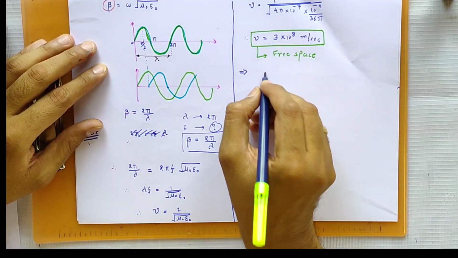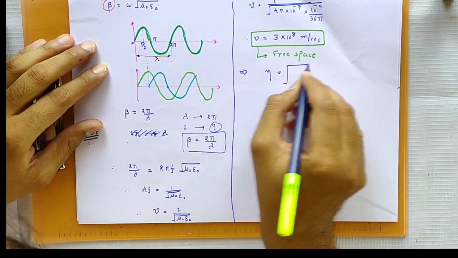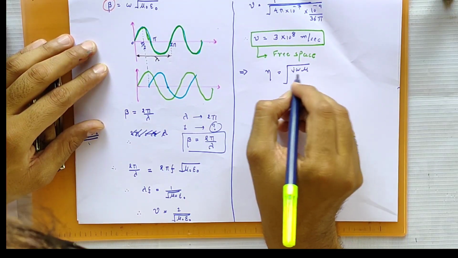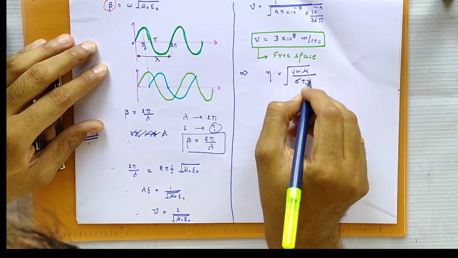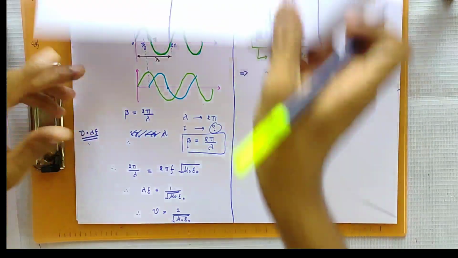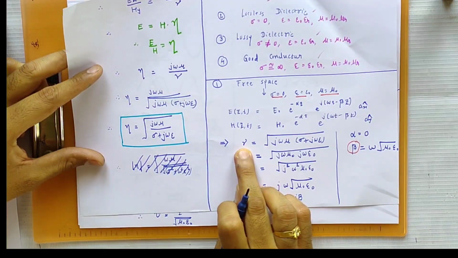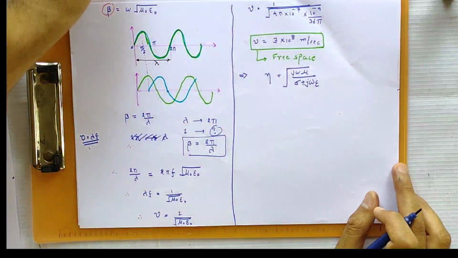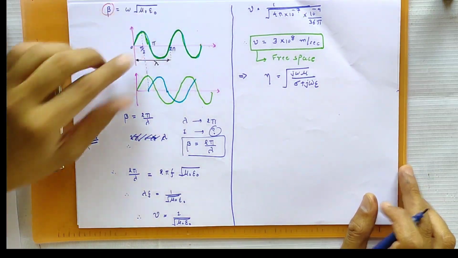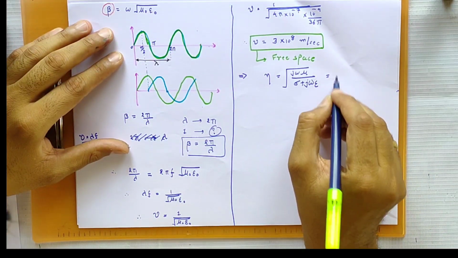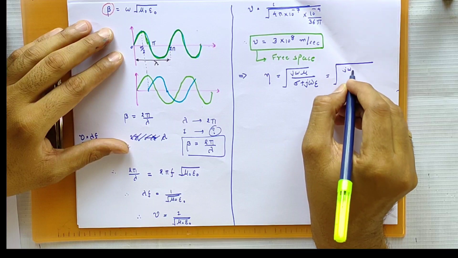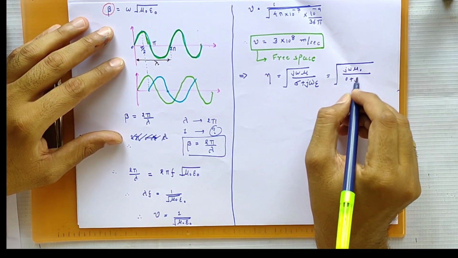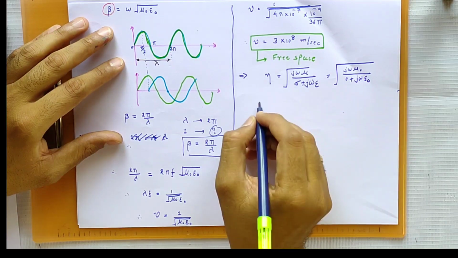So intrinsic impedance is equal to the square root of j omega mu upon sigma plus j omega epsilon. It is known as propagation constant gamma, intrinsic impedance eta. So again we put this condition: it is equal to j omega mu 0 upon sigma, which is 0, plus j omega epsilon 0.